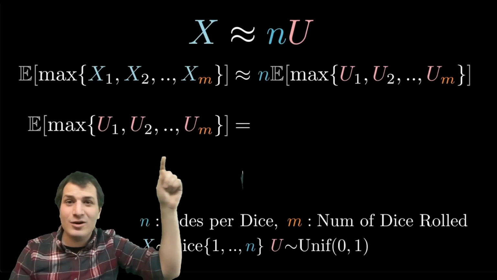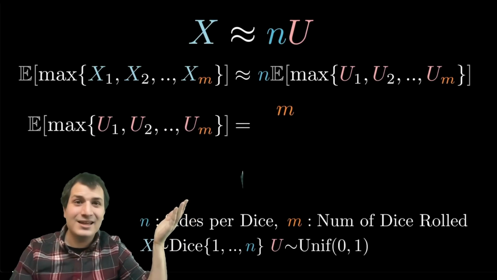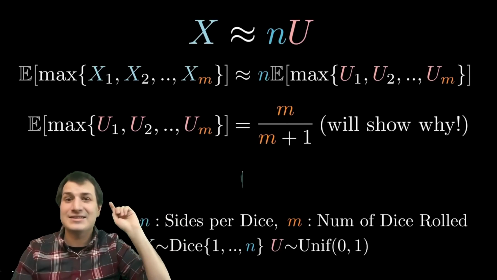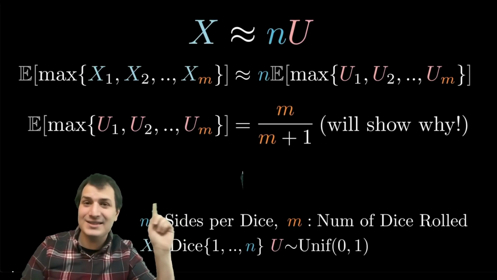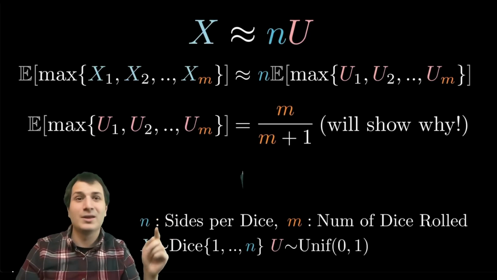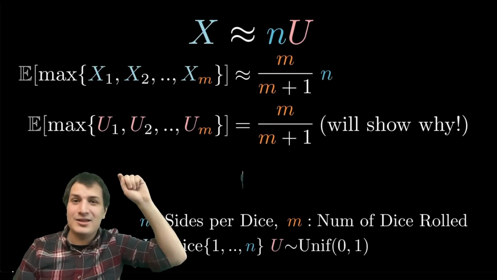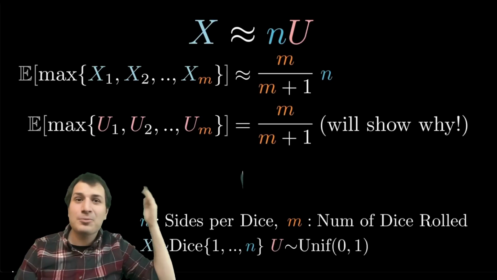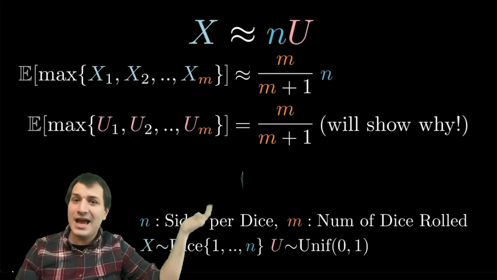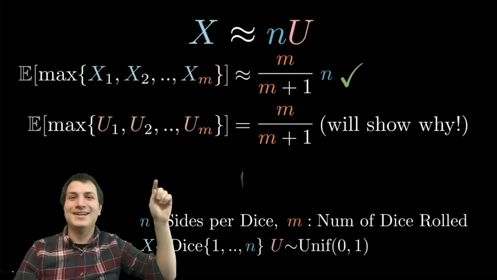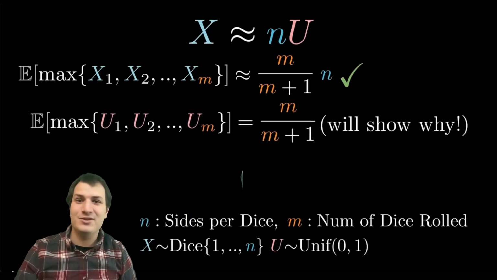The expected value of the maximum of uniforms is exactly m over m plus 1. This is not an approximation, this is exactly equal, and we will see a very nice symmetry reason why this is true. But once you know this is true, then you get the formula we wanted. The expected value of the maximum of dice rolls is approximately m over m plus 1 times n, and that's because you can approximate each dice roll by n times a uniform.